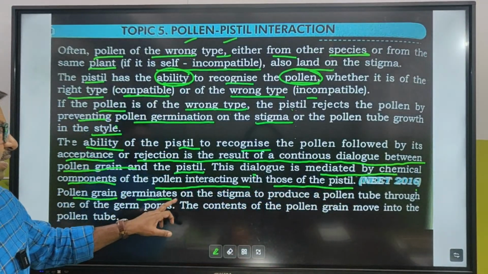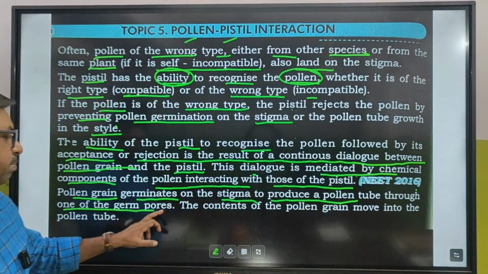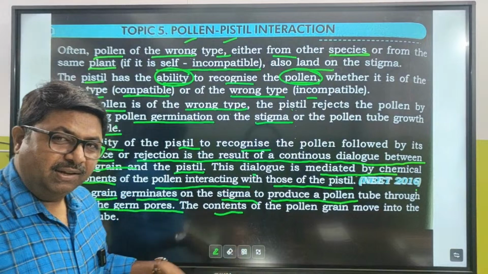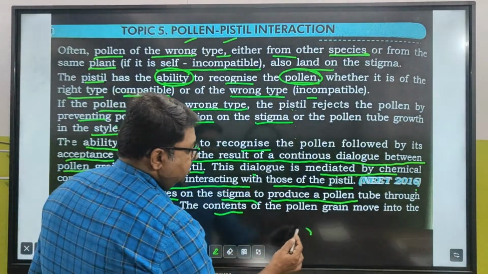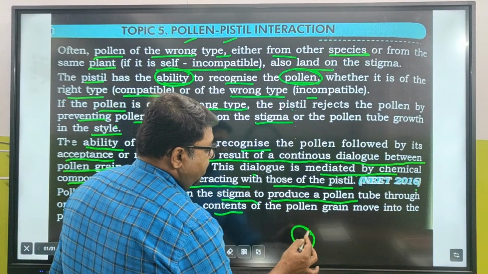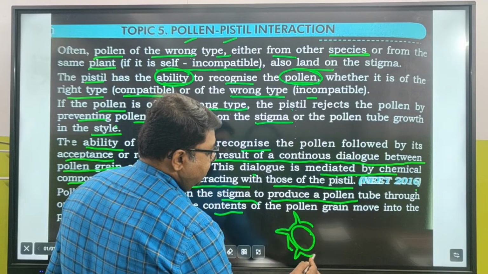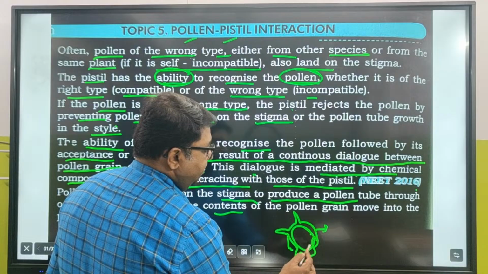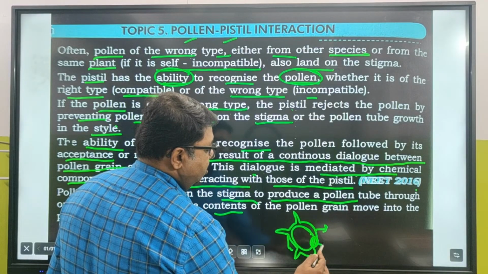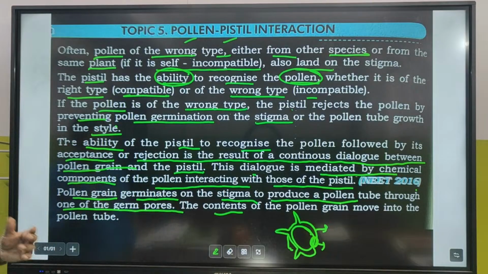Pollen grains germinate on the stigma to produce a pollen tube through one of the germ pores. Do you know germ pore or not? Yes, I think we know germ pore. If this is a pollen grain, this is exine, and this is germ pore. So exine is this, this is intine. The place where exine meets intine is called germ pore. The contents of the pollen grains move into the pollen tube. Okay?